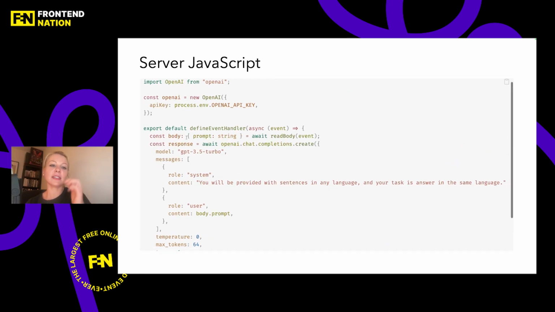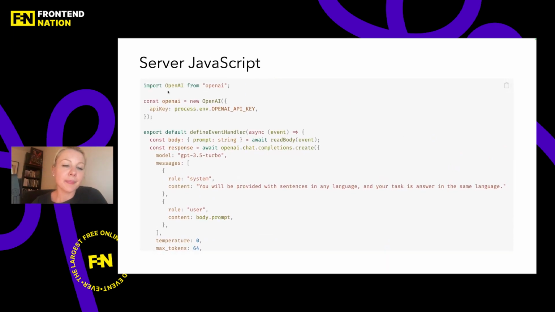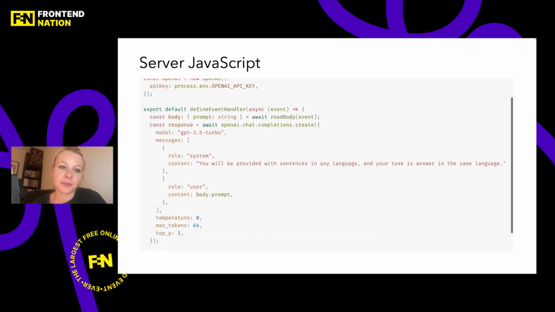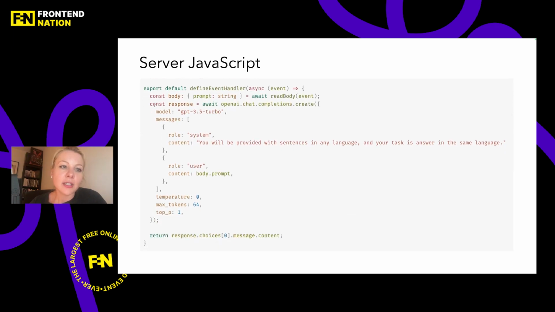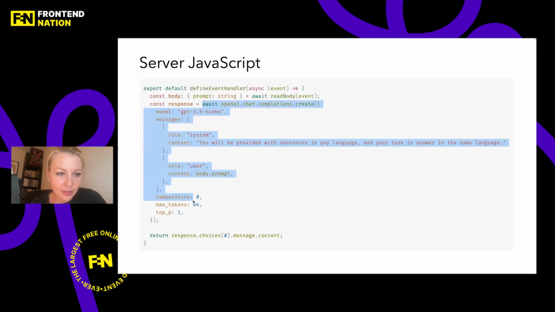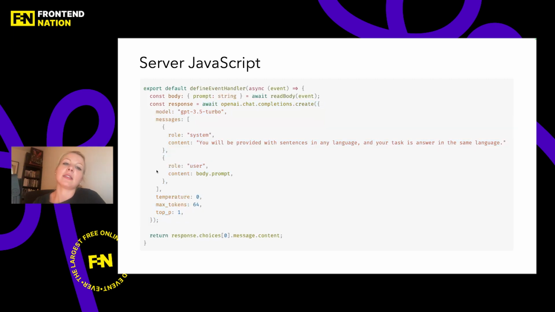On the server side, we are importing OpenAI from OpenAI, and we are using our OpenAI API key, which is coming from an env variable. The request to OpenAI looks like this. You can check out the OpenAI documentation, which is also suggesting to do exactly like this. We are sending an object which is telling the model, here I'm using GPT 3.5 Turbo.